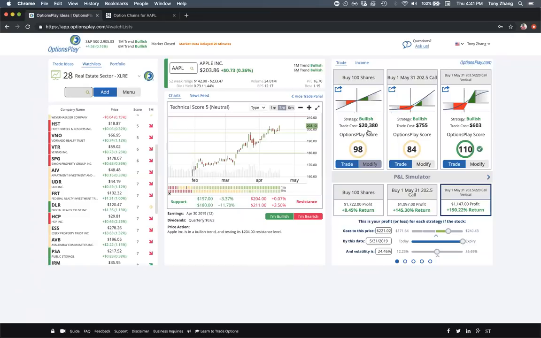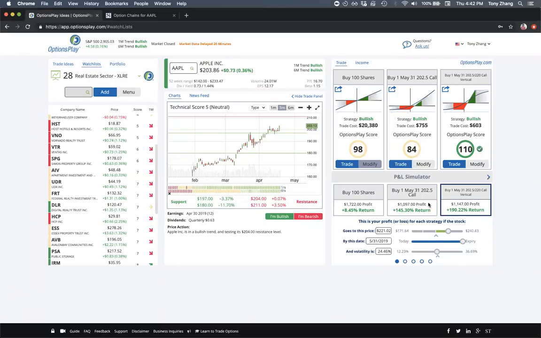So buying 100 shares of Apple costs you $20,000. Buying a single call option only costs you $755. As you can see here, buying that 202.5 call, which is the at the money call, cost me $755. Here on the vertical, I'm buying the 202.5 call, but automatically I'm going to sell the 220 call against that, because the 220 call has roughly a 15% chance of hitting that price or higher, so relatively small price. And notice how I'm able to reduce my cost basis from $755 down to $603. So I'm saving about $150 on that specific trade.